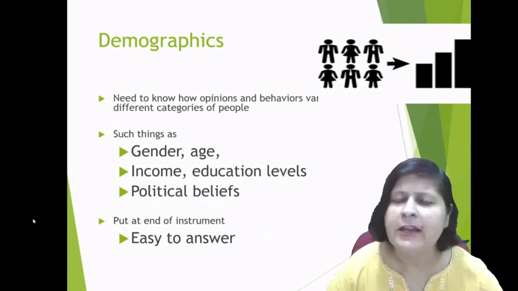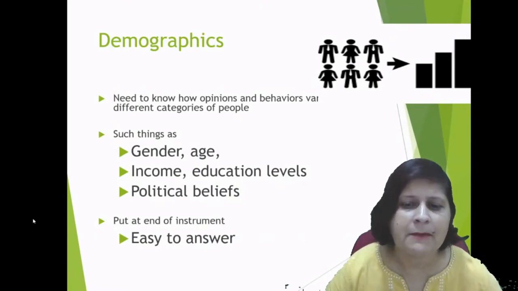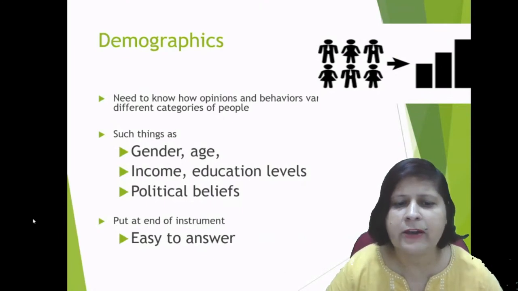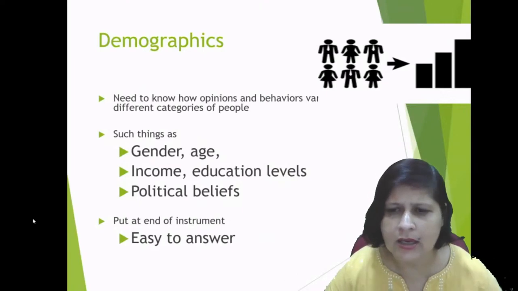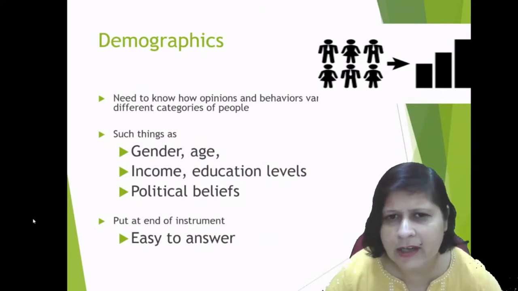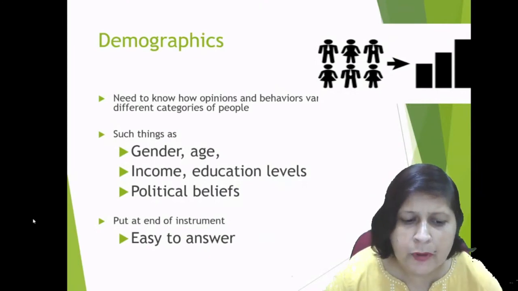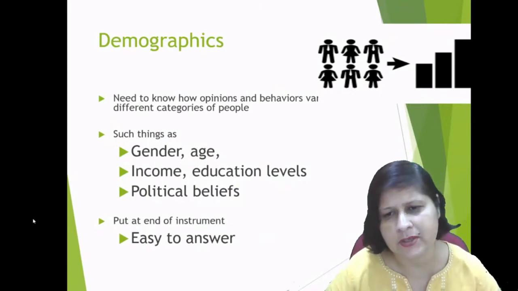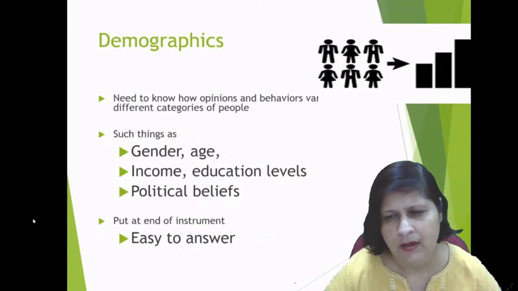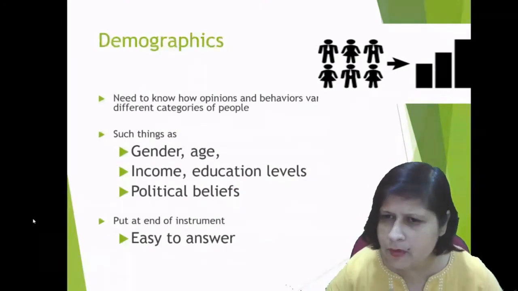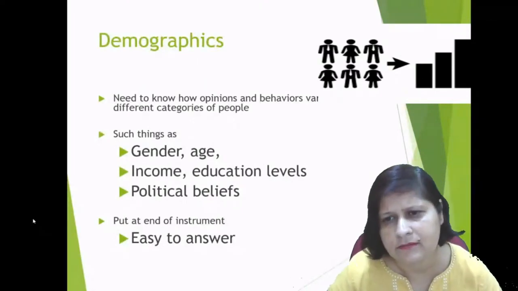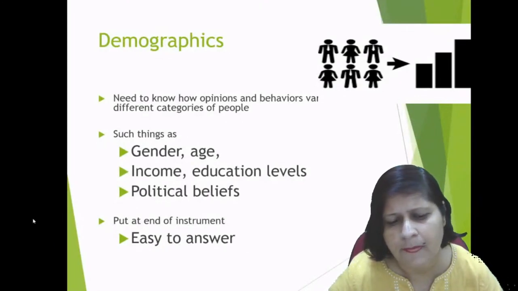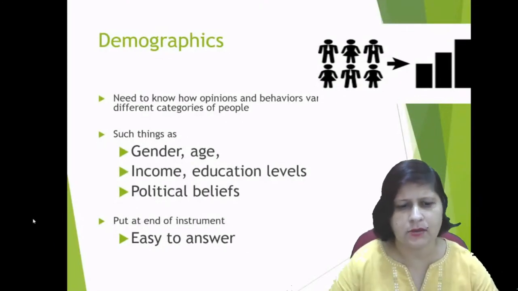Demographics. We need to know how opinions and behavior vary in the different categories of people, right? Such as gender, age, income, education level, political belief, right? Put them at the end of the instrument. If you want to get some demographic responses, then put it at the end. And it should be easy to answer.